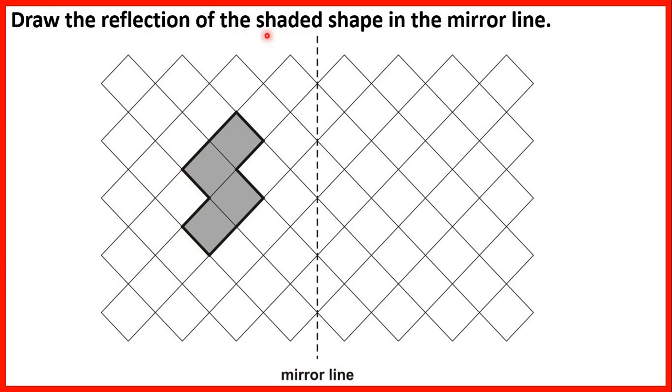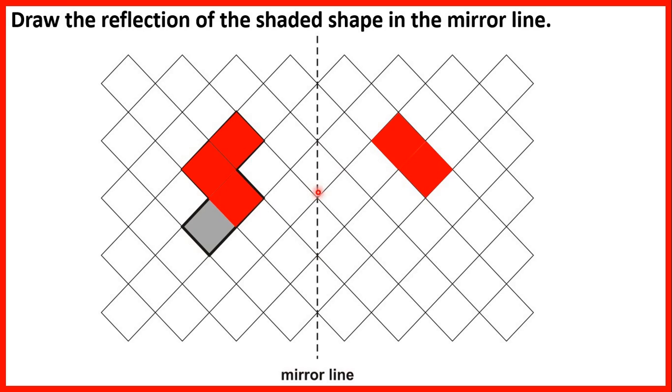Draw the reflection of the shaded shape in the mirror line. So to reflect a shape, we need to count squares. So if we look at this square here, from the mirror line, we go across one square and then shade. So to reflect it in the other direction, we can go across one square and then shade. For this square here, from the mirror line, we go across half a square, across another square, and then shade. So in the other direction, we can go across half a square, across another square, and then shade.